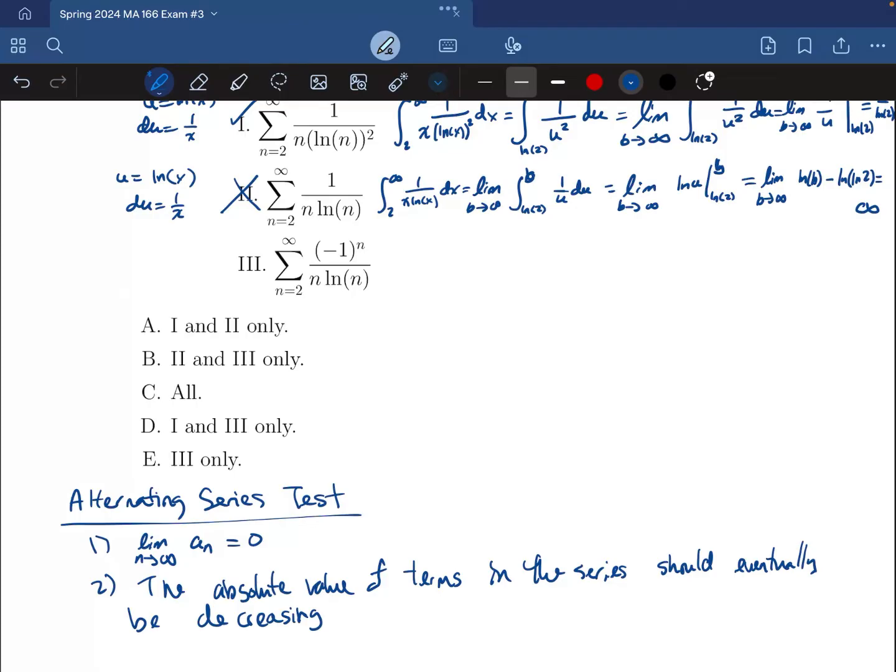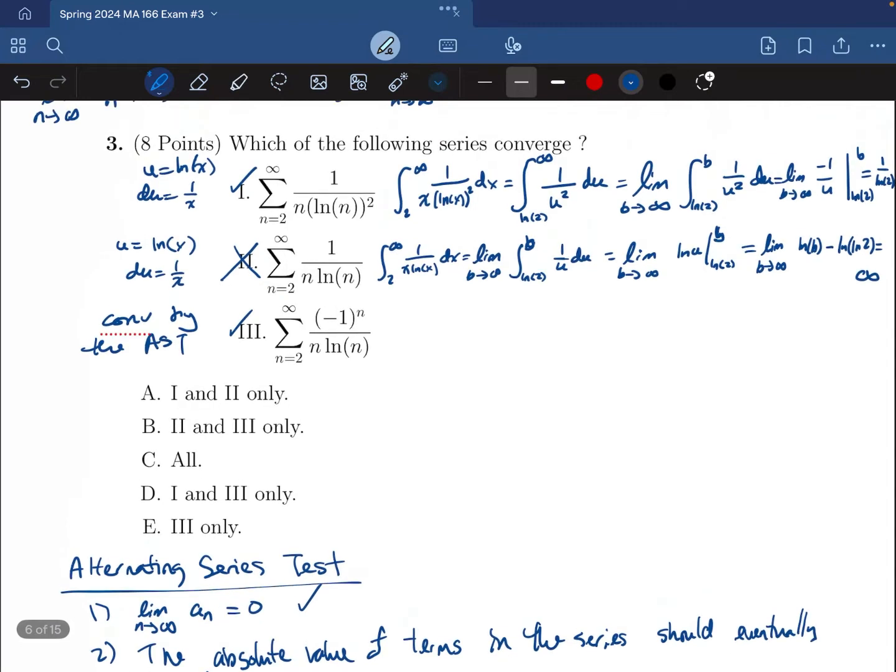Okay, so in this case, we can see that yes, statement 1 is true, and for 1 over n times natural log of n, each value in the series is going to be smaller than the last because the denominator is going to get bigger with each consecutive term, meaning that each overall term is going to be smaller than the term before it. So therefore, by the alternating series test, 3 is convergent. Okay, so that means that the answer is D. 1 and 3 converge.